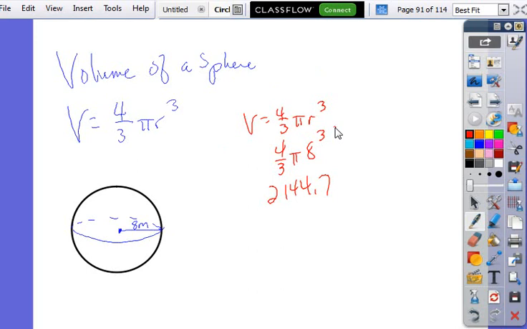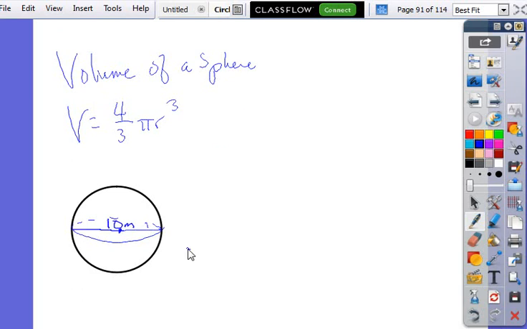All right, if I had one like this where it gives me the diameter instead of the radius, what do I have to do first? Divide the diameter by 2. I've got to say 10 divided by 2 is 5 and say, okay, well, there's my radius. And then plug that in. 4/3 pi 5 cubed winds up being 523.6.